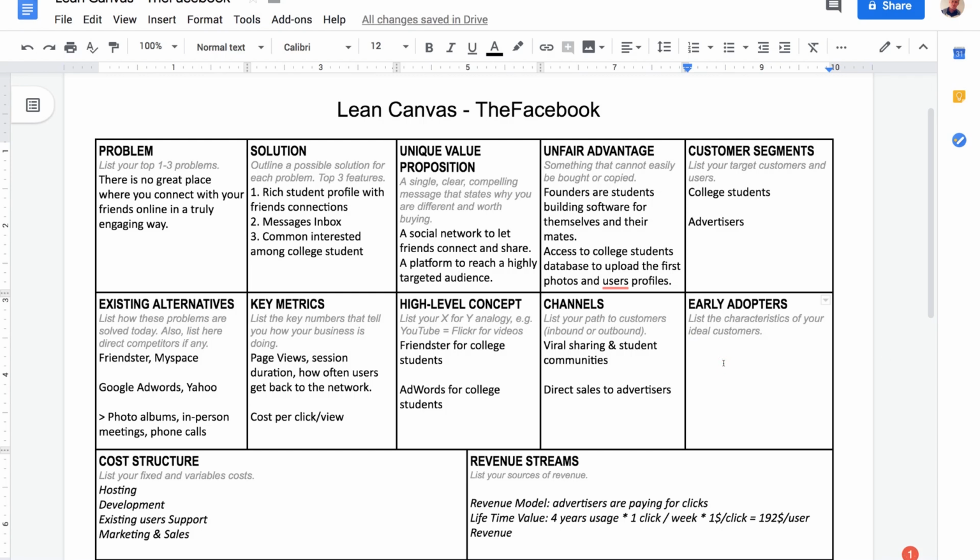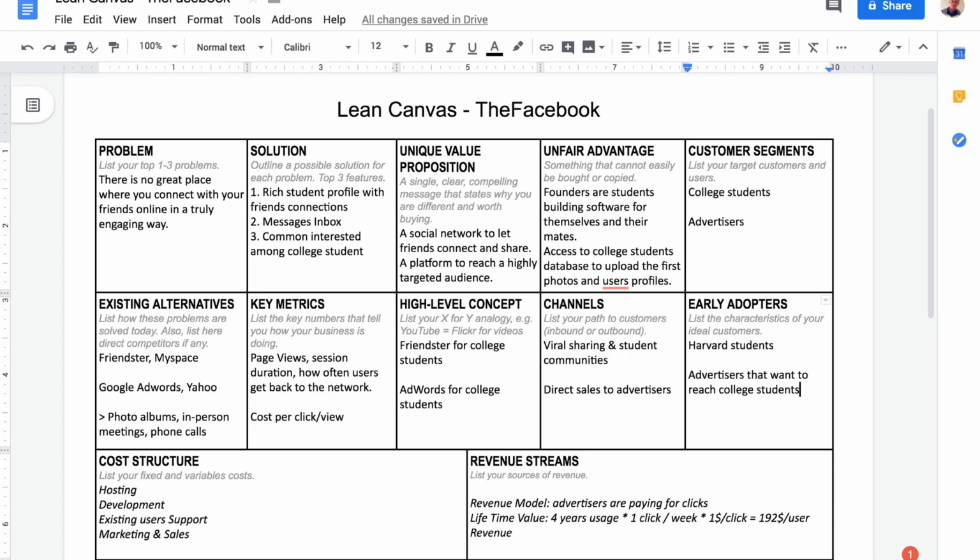Mark Zuckerberg with his friends were students of Harvard University, so naturally Harvard students were selected as early adopters. So here, this one, Harvard students. And for advertisers, they were interested in starting with those who wanted to sell something to college students, right? So let's note it here. Advertisers that want to reach college students. Yeah, sounds like a good plan, right?